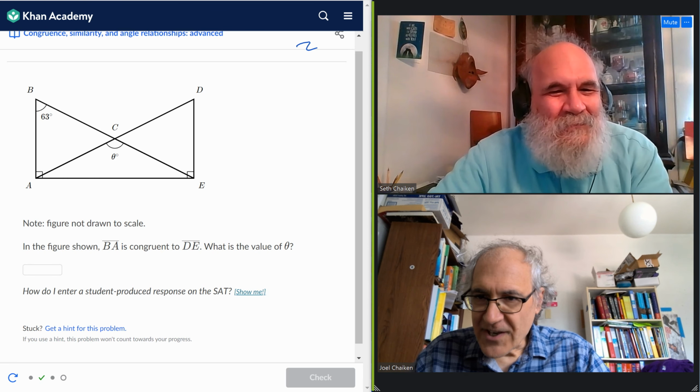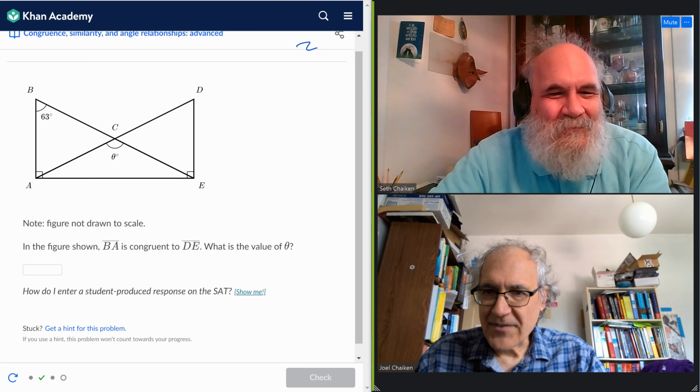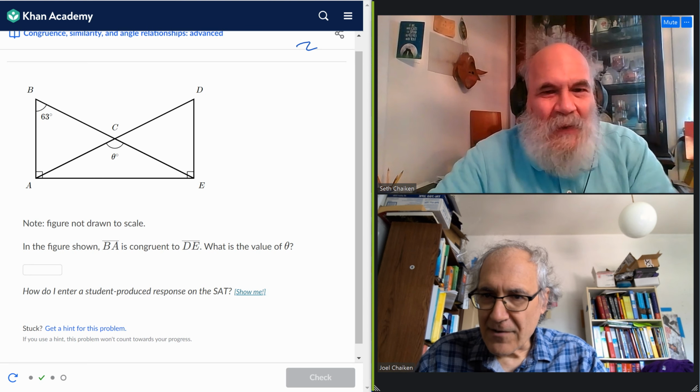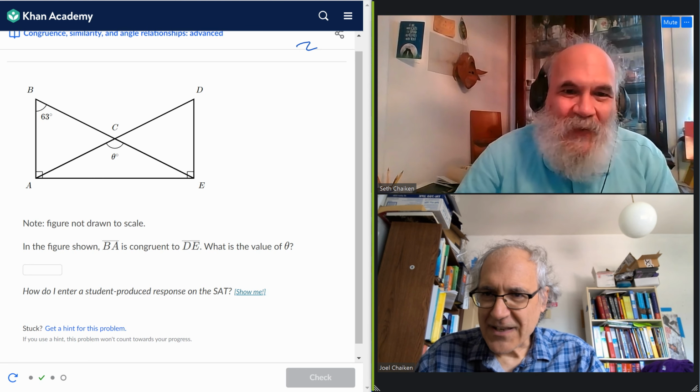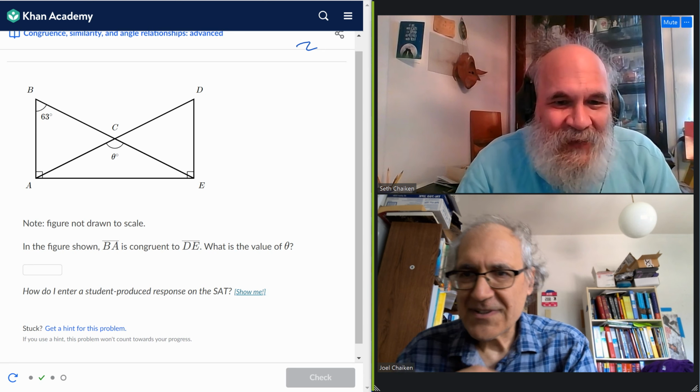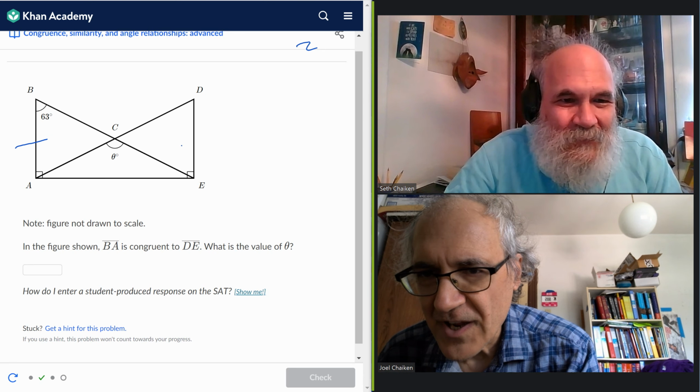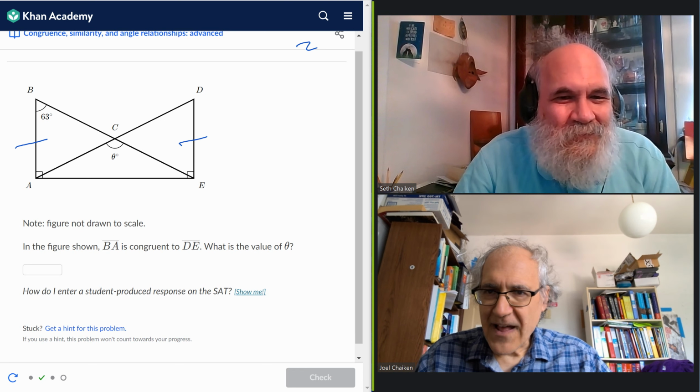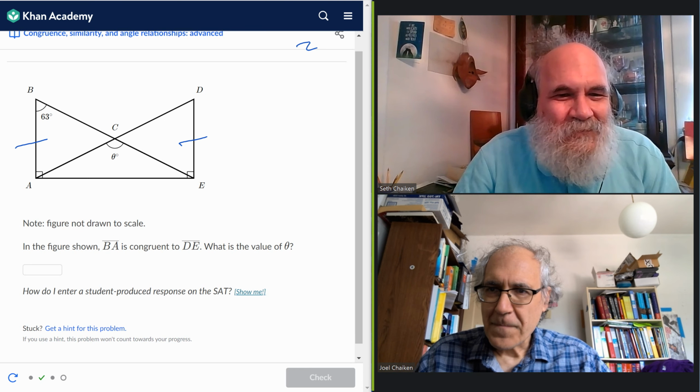Okay, note, figure is not drawn to scale, typical of a geometry problem. The figure above, line segment BA is congruent to DE. Tick marks are your friend. What is the value of theta? Aha, theta. That's a right angle.